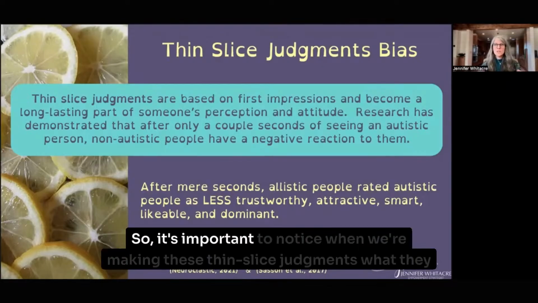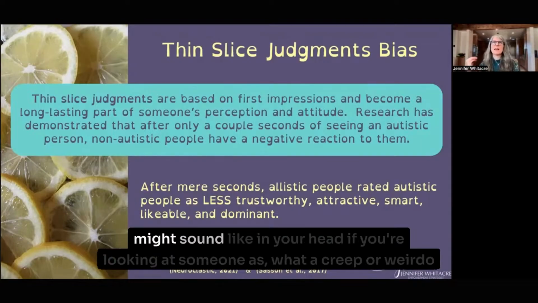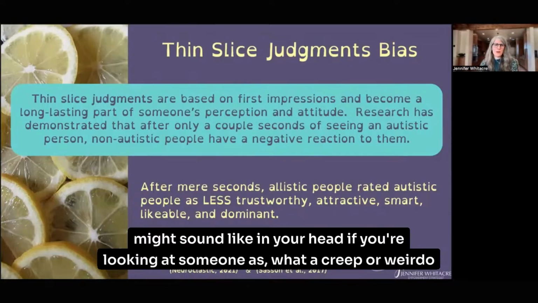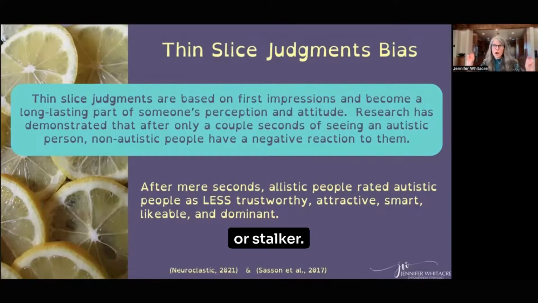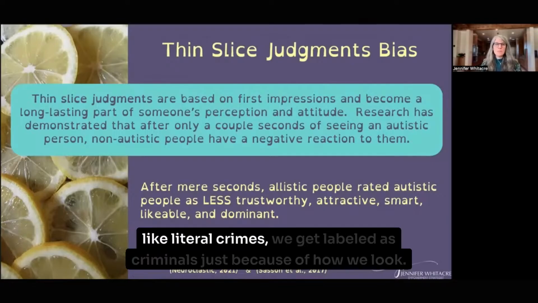So it's important to notice when we're making these thin slice judgments, what they might sound like in your head. If you're looking at someone as, ooh, what a creep or weirdo, or surprisingly enough, surveys have shown that it shows up as school shooter, rapist, or stalker, like literal crimes. We get labeled as criminals just because of how we look.